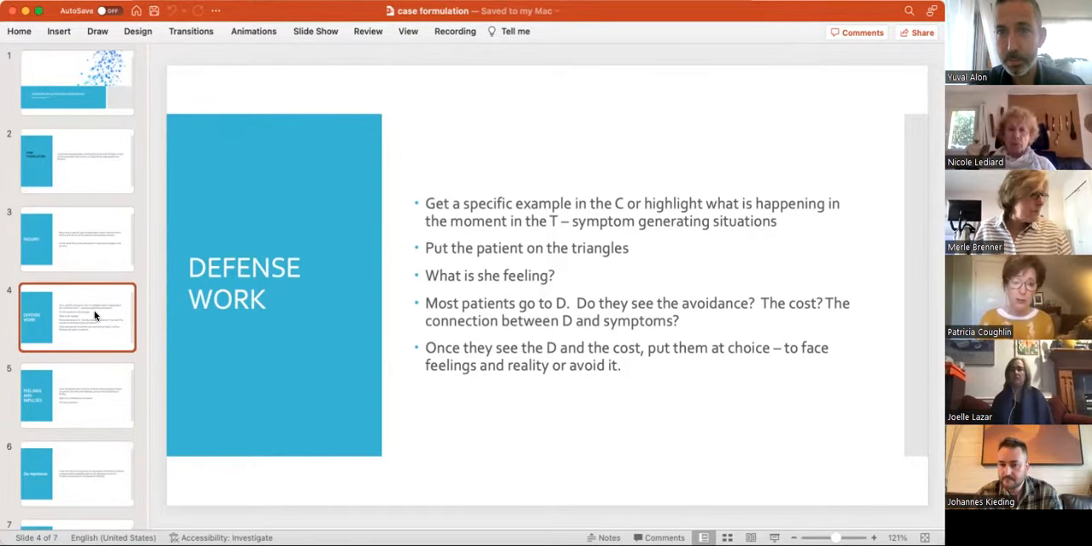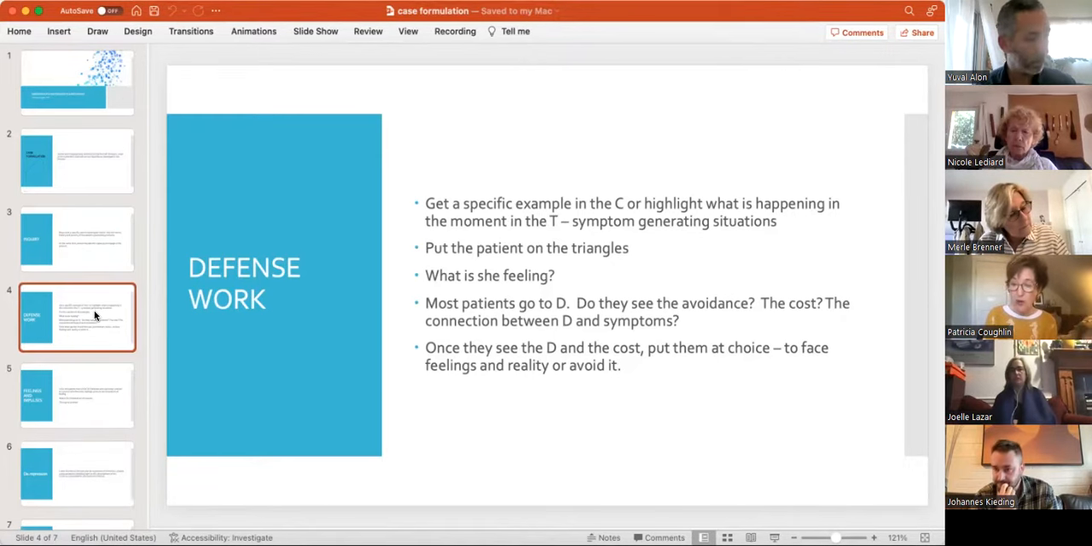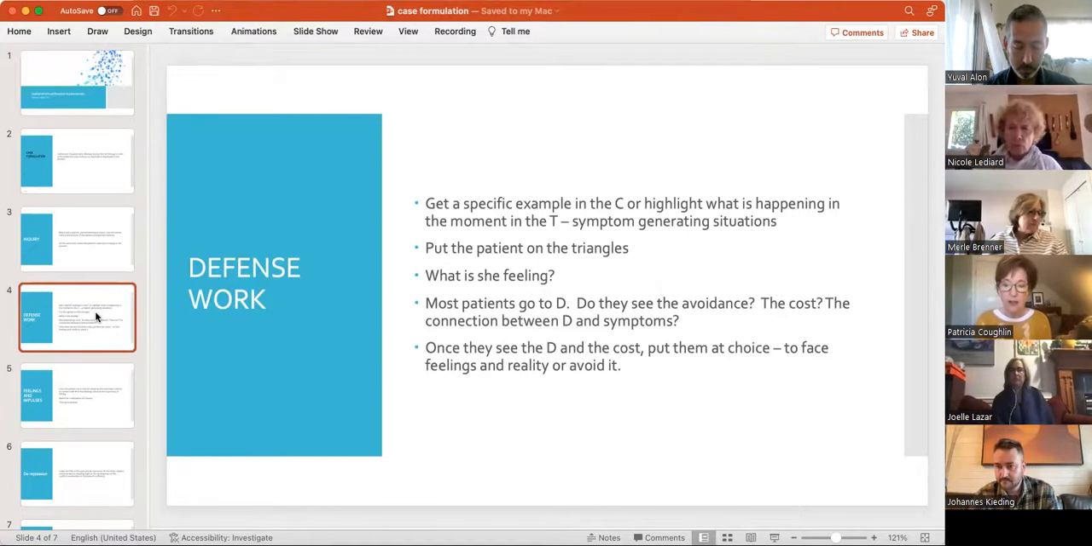So you want to make sure that the patient can see that they're actually doing something to avoid their painful, anxiety-provoking feelings, and that these ways in which they avoid have a cost, and in fact are often responsible for their symptoms and suffering. So this is an absolutely crucial phase of the work. If the patient really sees that their defenses are responsible for their difficulties, they're going to be more motivated to give them up in favor of having an honest look at their true feelings.